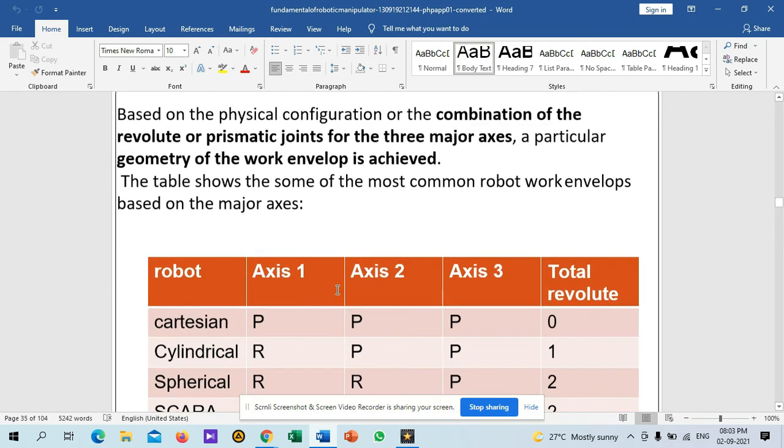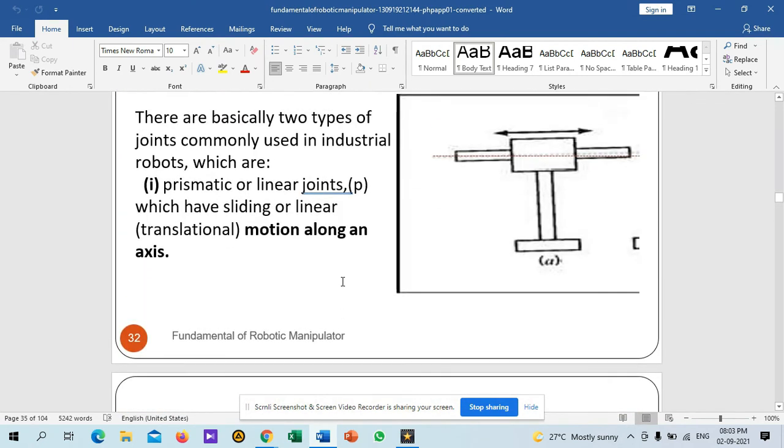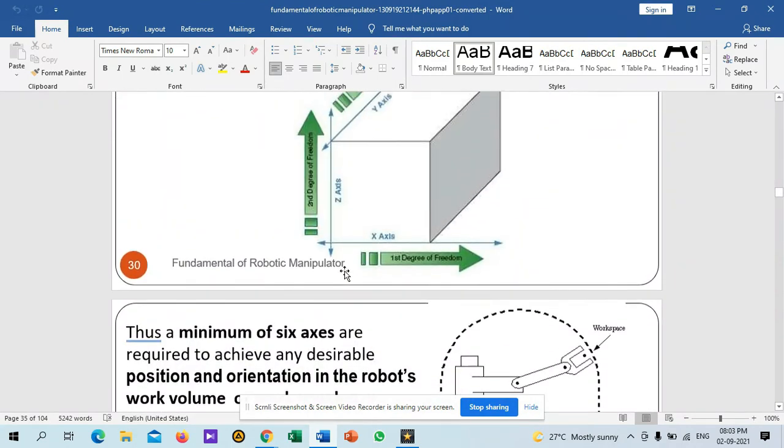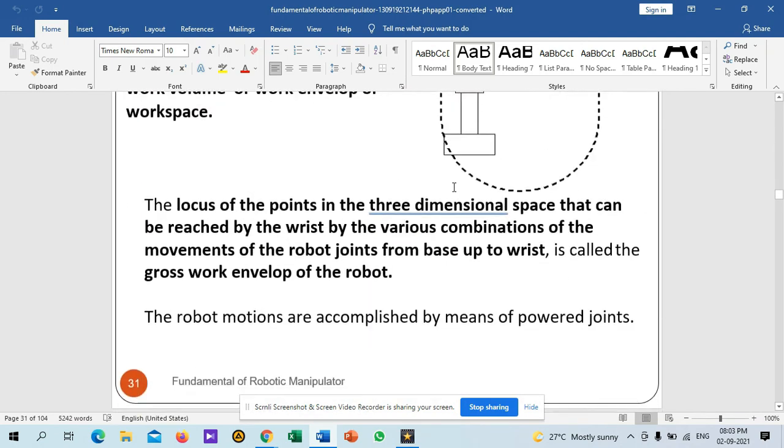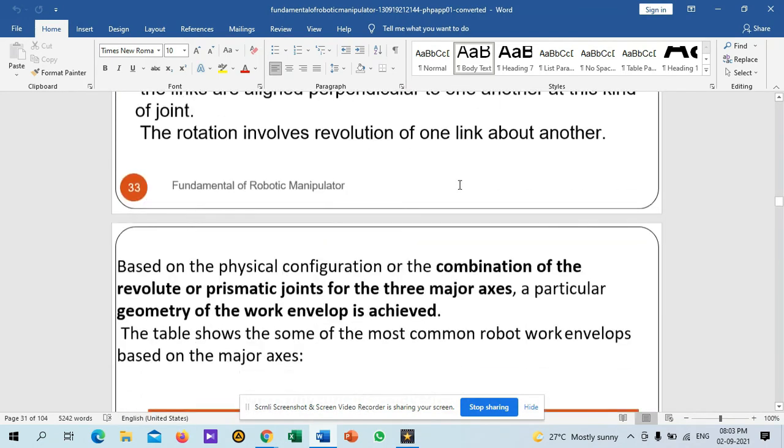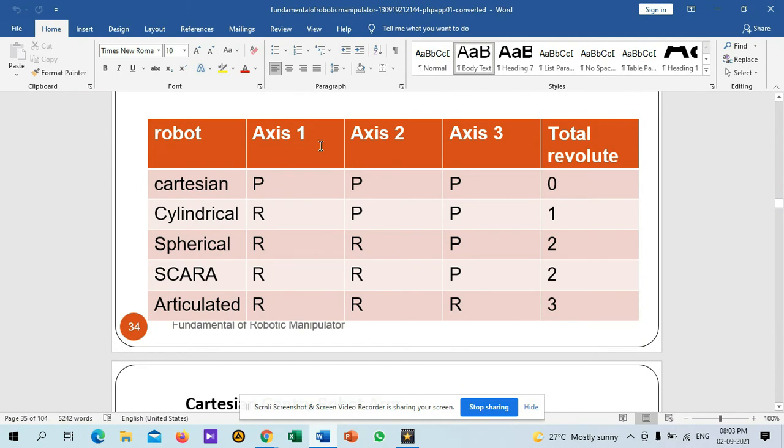So we already saw the axes, right? Just a minute. So the first one is the x-axis, the second one is the z-axis, and the third one is the y-axis, right? So I move to the table now. So this is axis 1, this is the x-axis, this is the z-axis, and this is the y-axis, right? Total revolute.